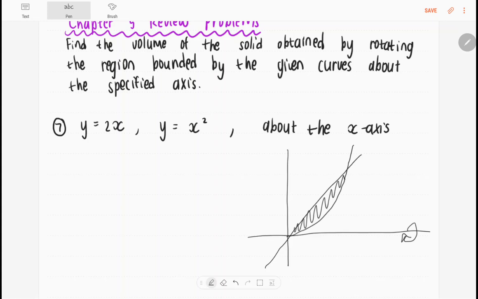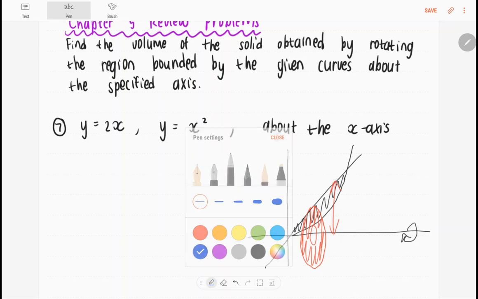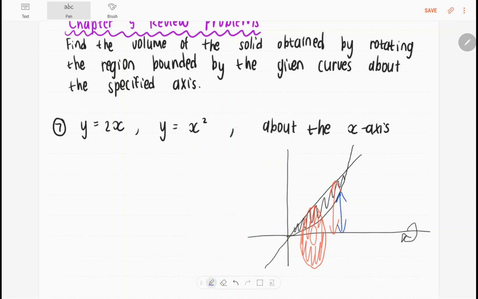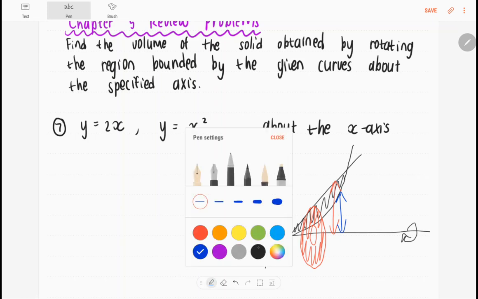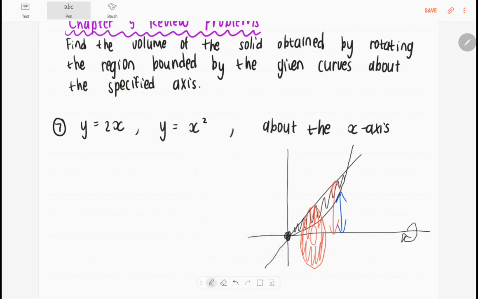I'm going to use the washer method to find my volume. So let me just draw in what the washer is going to look like. All right. So we are going to need our outer radius, and we are going to have to take our outer radius squared minus our inner radius squared. This is going to be the outer radius, and this is going to be the inner radius. And then we are going to be integrating with respect to x. So we're integrating from 0 to where these two curves intersect.